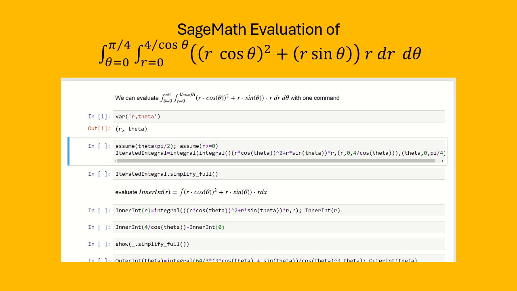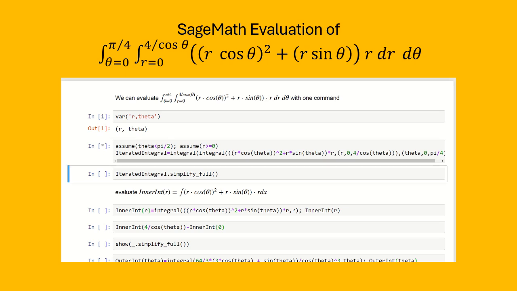First, I'm going to assume that theta is less than pi over 2, and I'm also going to assume that r is greater than or equal to 0. Then the iterated integral that we're going to look at is the integral of r squared of r times cosine theta, quantity squared, plus r times theta, all that times r. And we're going to integrate the inside with respect to r, going from 0 to 4 over cosine theta. And the outside integral will be integrating with respect to theta, going from 0 to pi over 4.